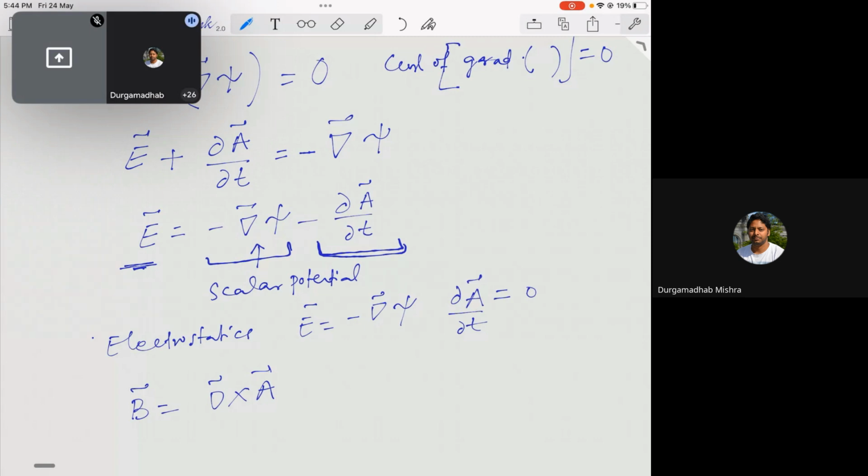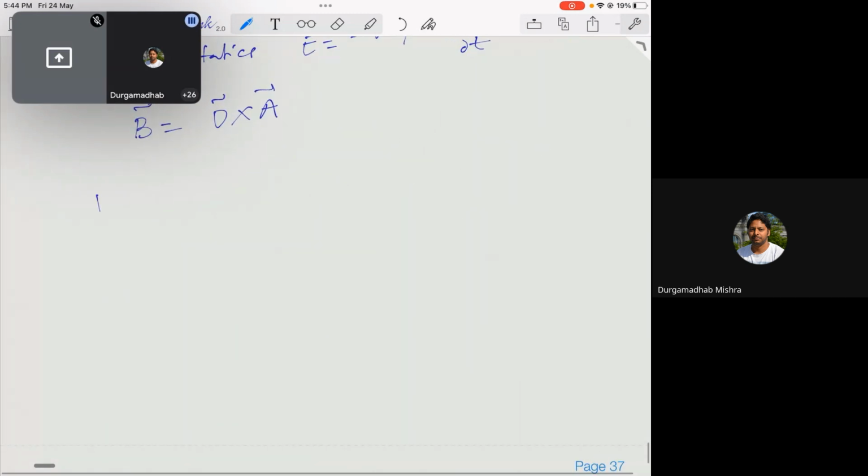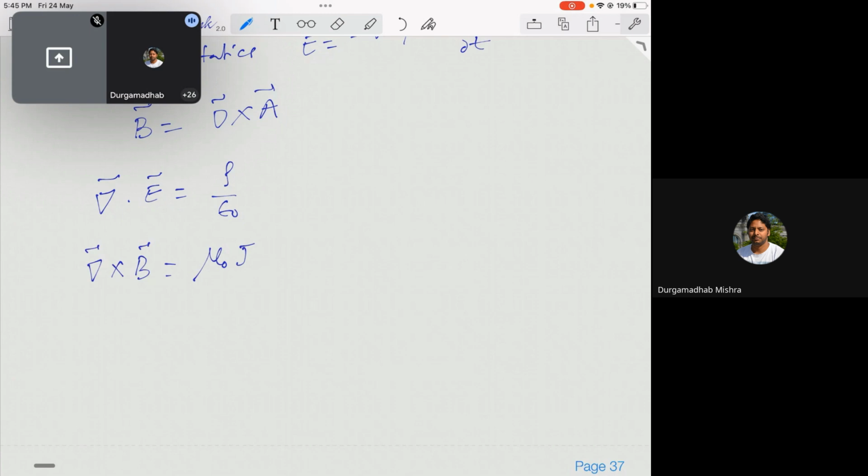So now let's look at the other two equations. The other two equations are del dot E is rho by epsilon naught, and curl of B is mu naught J plus mu naught epsilon naught del E by del T. These two equations are also known as inhomogeneous equations, and the other two equations are homogeneous equations. These are all differential equations we are talking about. So this is the inhomogeneous differential equation.